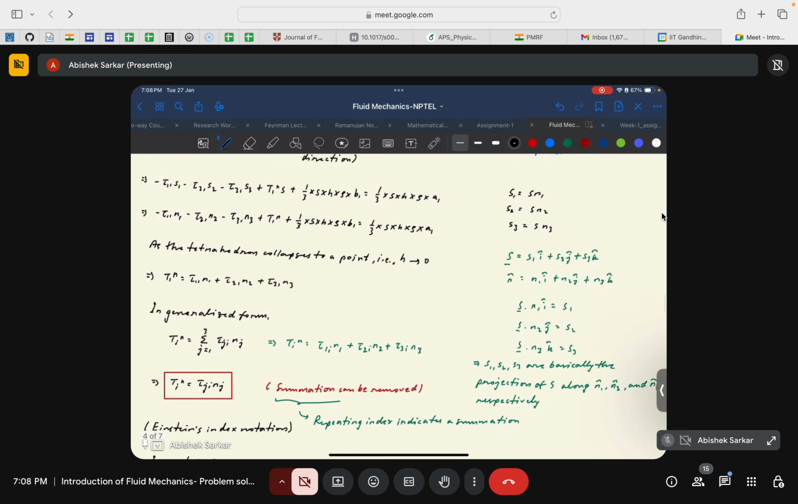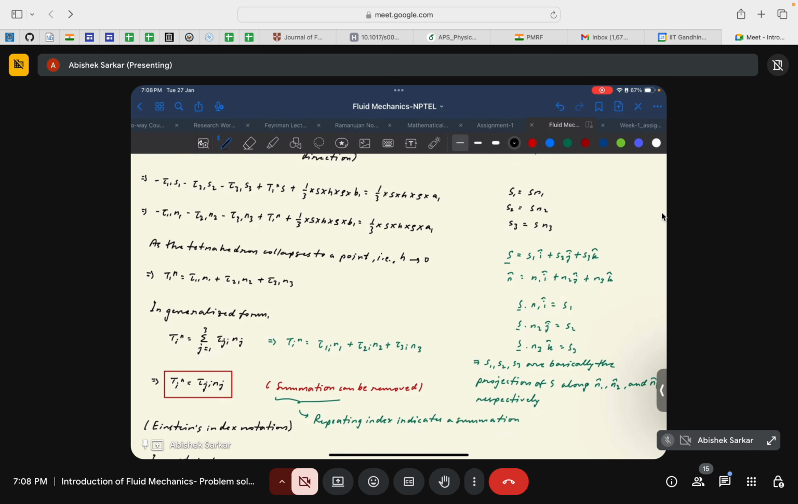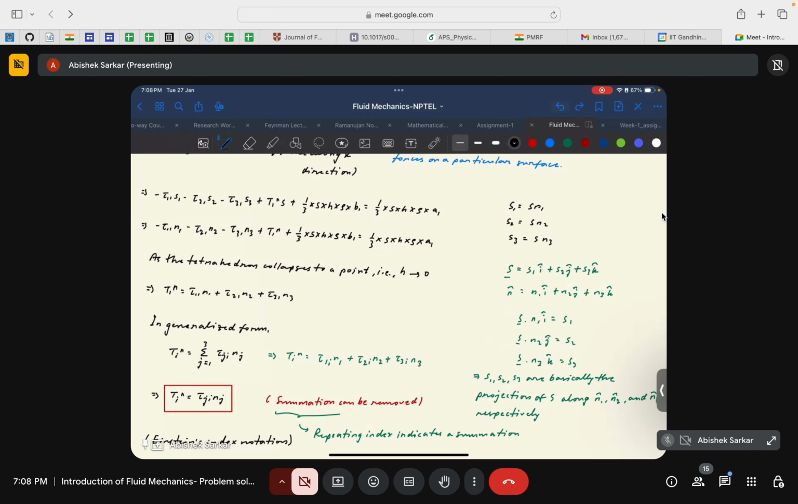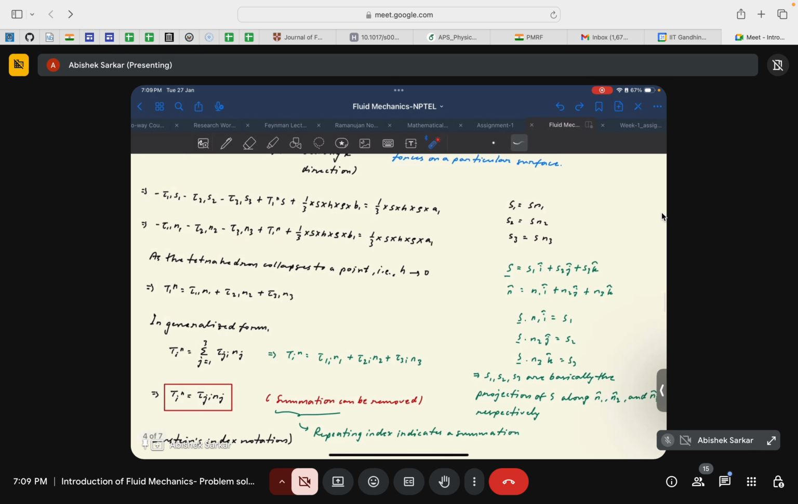Okay, and again if you take one approximation further, if you assume that the tetrahedron collapses to a particular point, or the height h of the tetrahedron approaches 0, then these two terms will approach 0. Okay, this will be negligibly small. Then you can equate the product of the stress components and normal vector to the traction vector along the x direction, right? So we'll get T1n as tau 11 n1 plus tau 21 n2 plus tau 31 n3, correct?